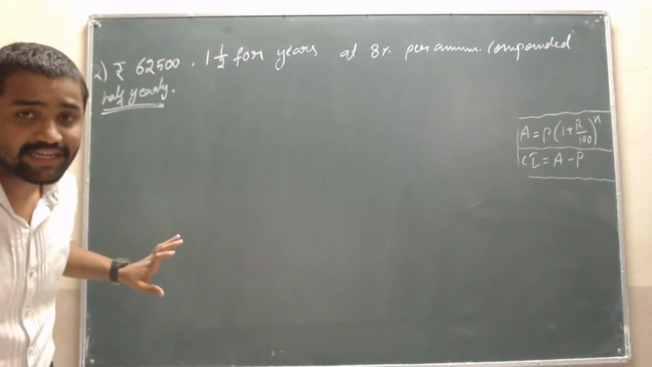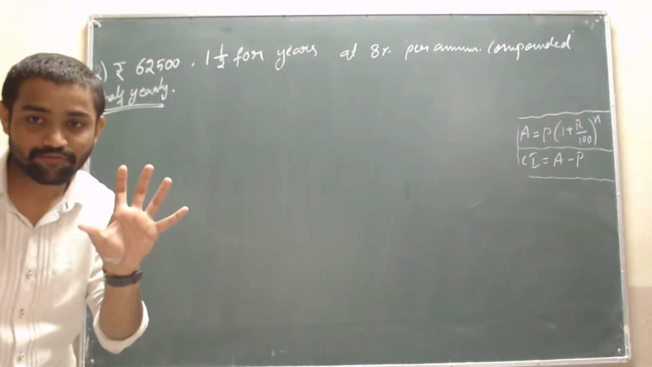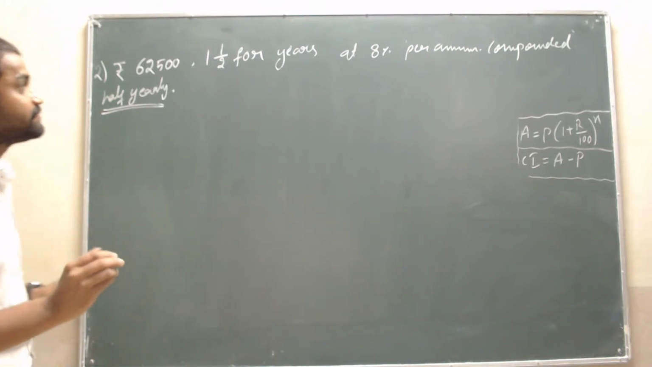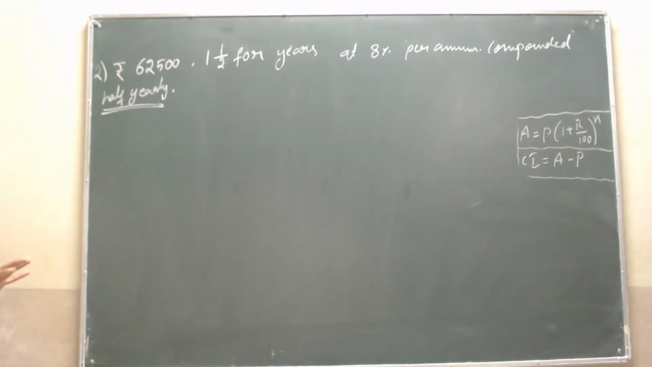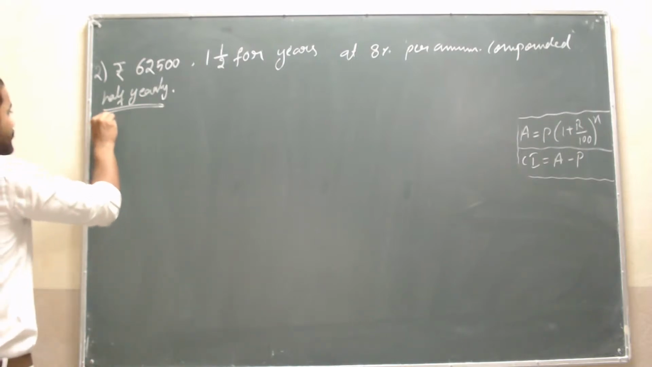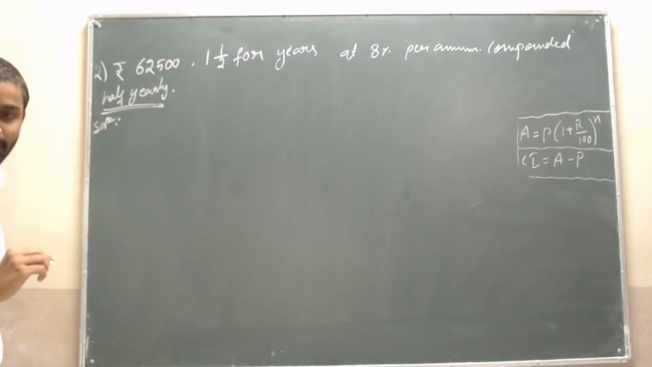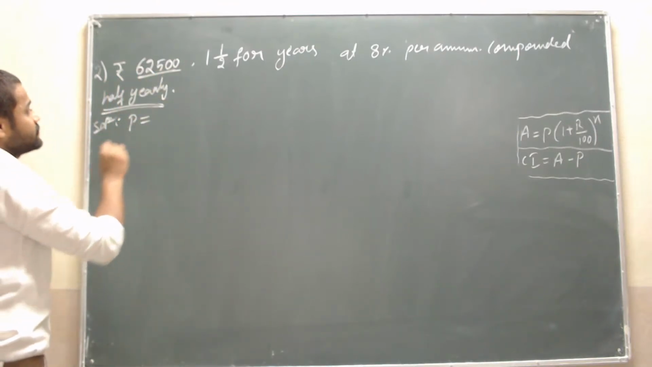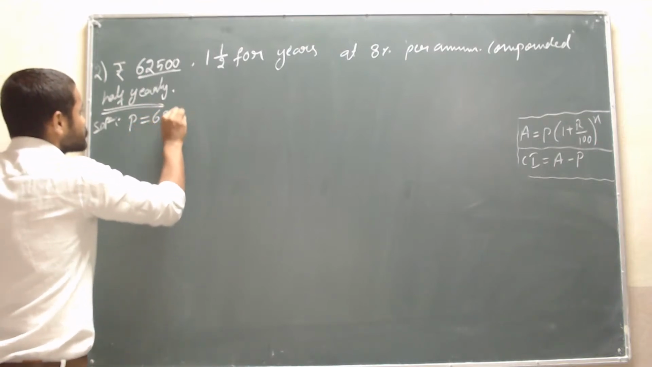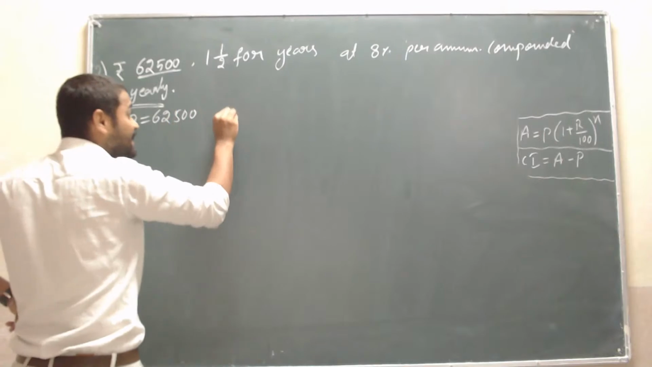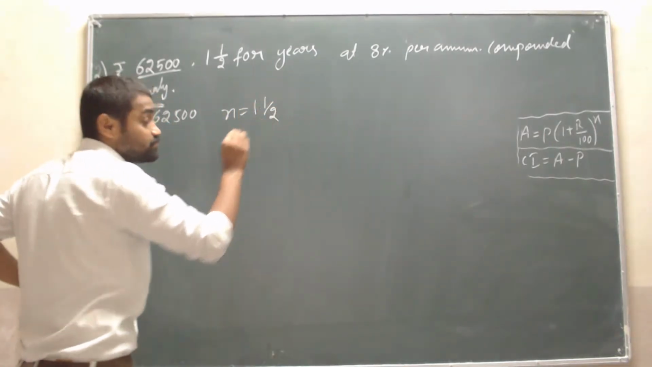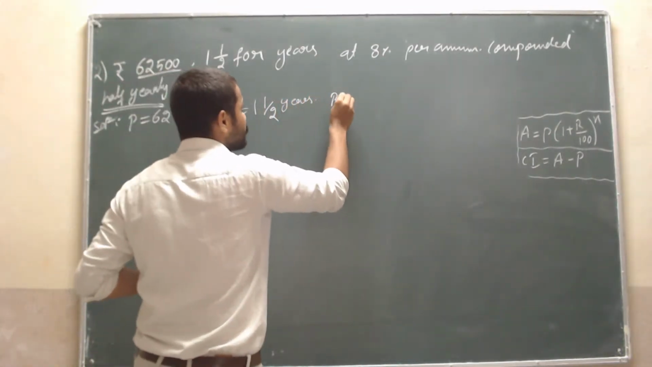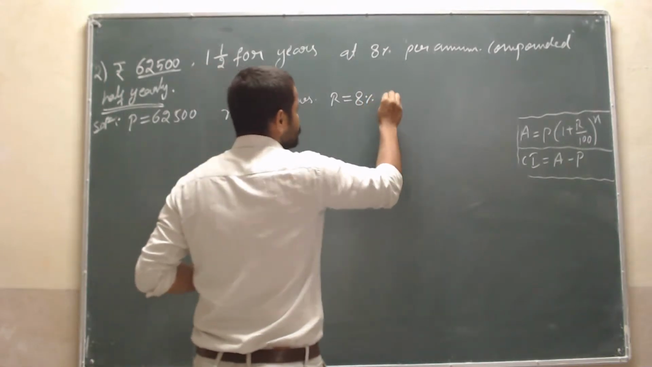Okay, simple problem, we just have to concentrate. First of all, we have to write out the data. What he has given: this becomes P, it is 62,500, and N is equal to 1.5 years, and rate of interest is 8% per annum.